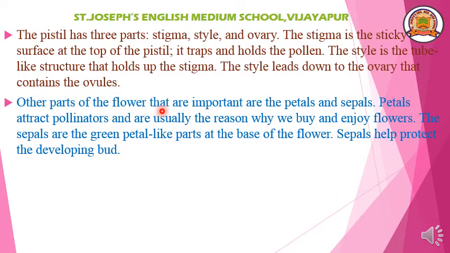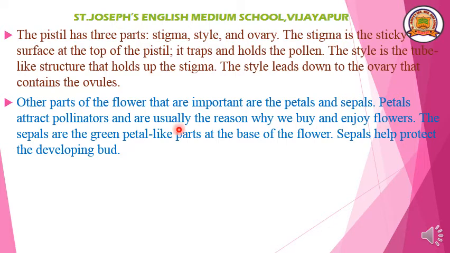Other parts of the flower that are important are called petals and sepals. Petals attract pollinators and are usually the reason why we buy and enjoy flowers. Flowers are very attractive so that they can attract the pollinators, which is the most important reason for fertilization. And we also buy a variety of colorful flowers to decorate our homes, to give somebody as a gift, and we enjoy the flowers, right?